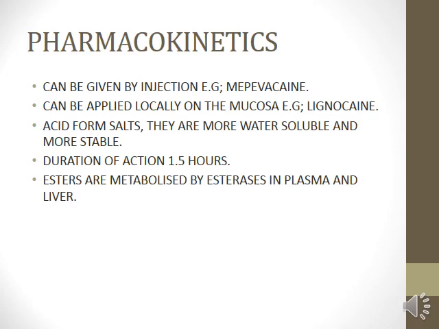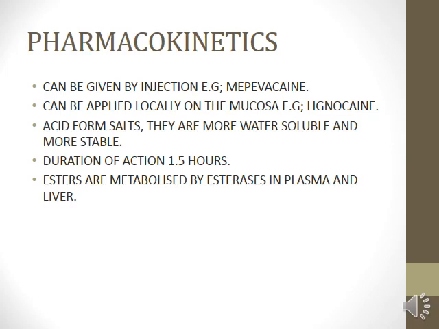One example of a local anesthetic that can be given by the parenteral route, that is via injection, is mepivacaine. Another local anesthetic that can be applied locally on the mucosa to produce its anesthetic effect is lignocaine. And one local anesthetic that can be given via the oral route is tirocaine.